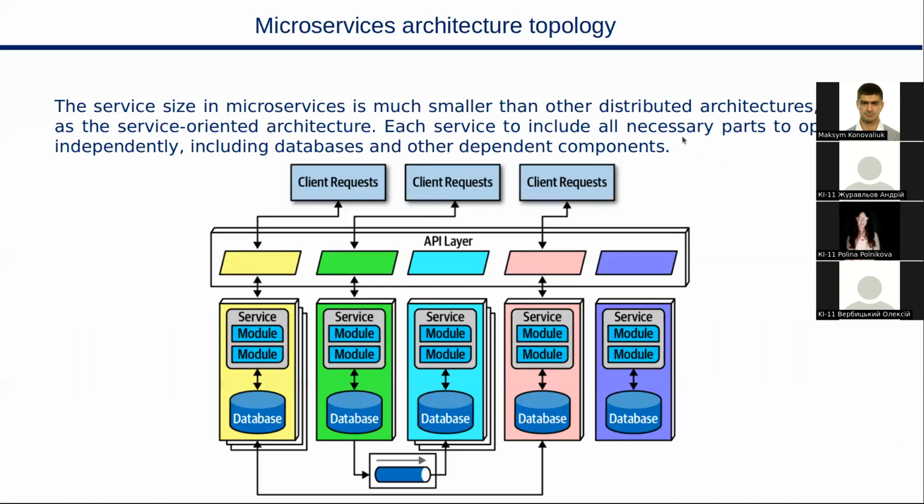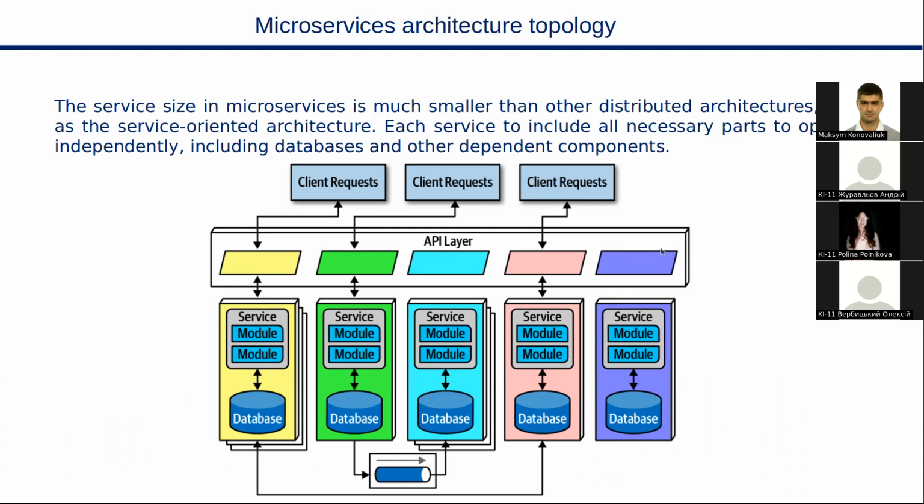Each service should include all necessary parts to operate independently, so please pay attention to it. It should be an independent instance that can be deployed separately, including database and other dependent components. If we compare with service-oriented architecture, we can notice that the database was shared between services. Here, each service should include an independent database, independent storage.